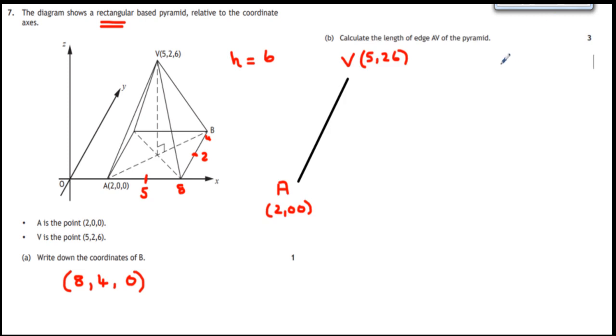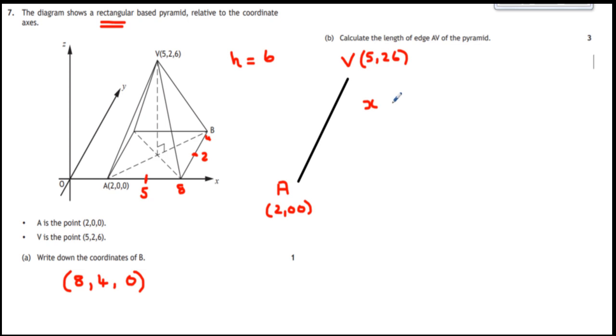Now for the next part, calculate the length of the edge AV of the pyramid. There are lots of ways you can do this. You can use Pythagoras' theorem. I'm going to draw that line that's represented by AV. I've put in the coordinates. The coordinates of A are (2, 0, 0), and the coordinates of V are (5, 2, 6). You could work out lengths and use Pythagoras, but I've tried to work out the easiest way of doing this.